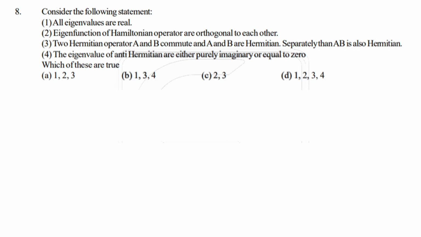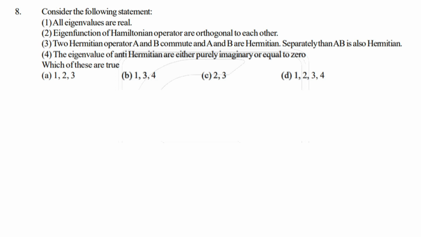What do you think about the first statement? Are all quantum mechanical eigenvalues real? True, right? Because all quantum mechanical operators are going to be Hermitian, and then they are going to have real eigenvalues. Then, eigenfunctions of the Hamiltonian operator are orthogonal to each other. The Hamiltonian operator is also a Hermitian operator, and all the eigenfunctions of a Hermitian operator form a complete set. Complete set means they are orthogonal to each other, and they are normalized themselves. Then this is also true.